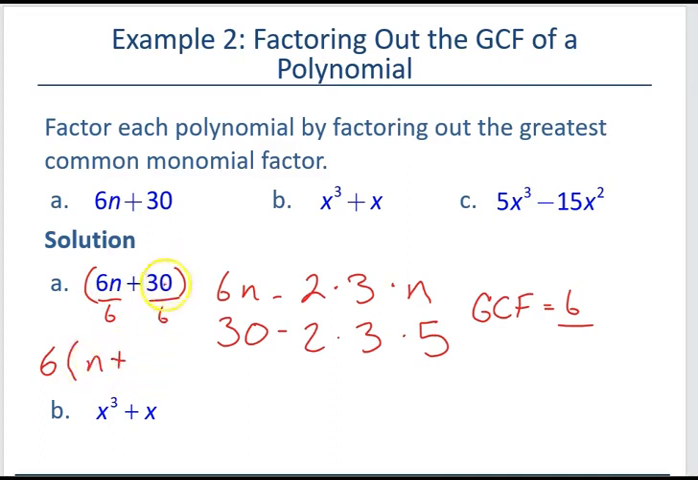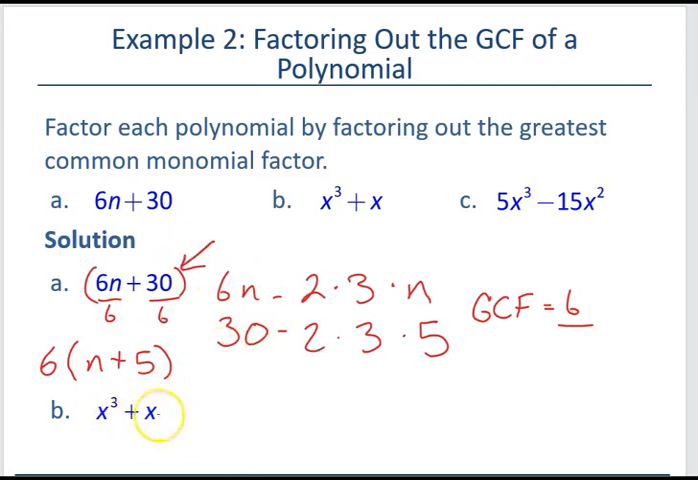We can leave the plus. And 30 divided by 6 is going to give us 5. And that is the factored form of this expression. Because notice, if I go ahead and distribute this back in, then you get 6n plus 30, and you should always be able to get back to the original form.